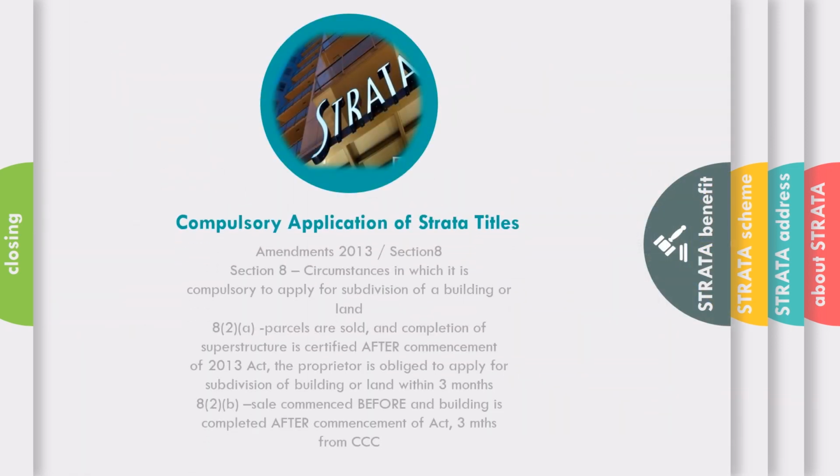We will continue with the first benefit, which is the Compulsory Application of Strata Titles. This is from the Amendment 2013 in Section 8. These are the circumstances in which it is compulsory to apply for subdivision of a building or land. There are 2 sections: first, in bracket A, parcels are sold and completion of the superstructure is certified after commencement of the 2013 Act. Second, in bracket B, parcels are sold before and the building is complete after commencement of the Act, within 3 months from the CCC.